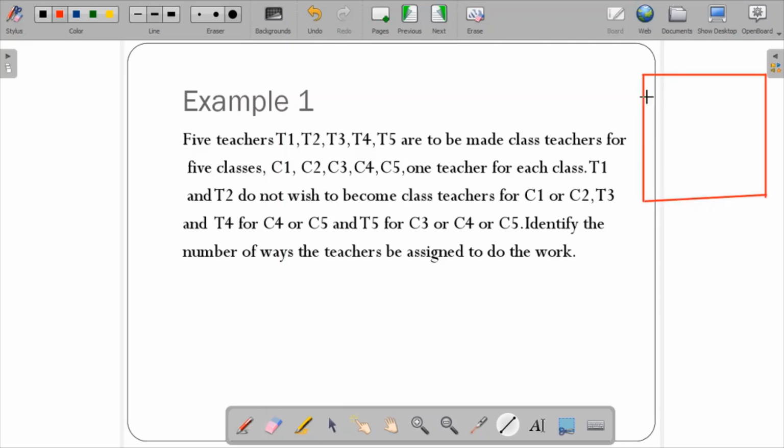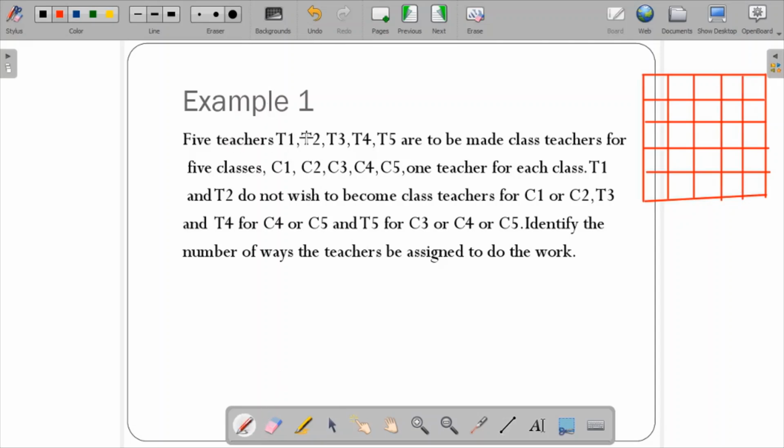Okay, 5 cross 5. So just put a line: 1, 2, 3, 4 and 5. Here also 1, 2, 3, 4 and 5. So this is the 5 cross 5 board I have drawn.